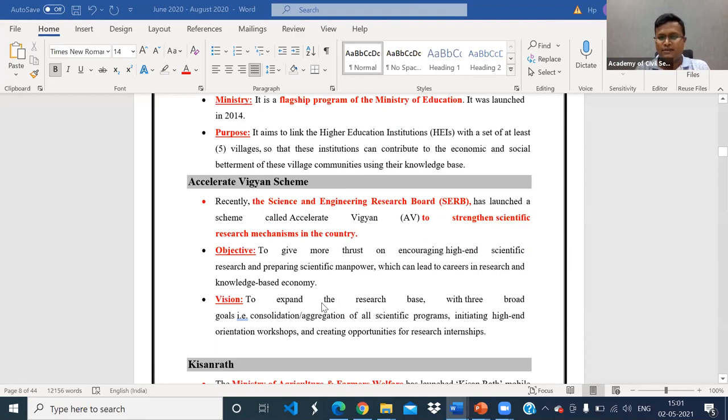This program is for promoting scientific research in India. It was launched by the Science and Engineering Research Board of India to strengthen scientific research in India. The aim is that obviously when there is more scientific research in India, there will be more development. Then we want to establish careers in research and a knowledge-based economy. And of course, our science students, instead of just learning science and passing the science graduation, should innovate something and do research in science.